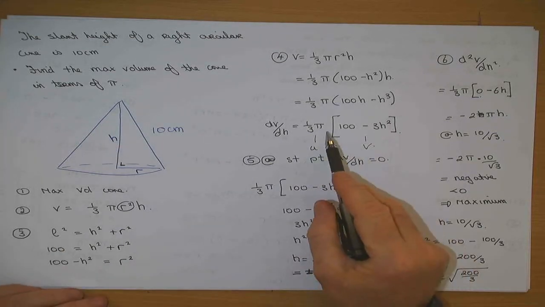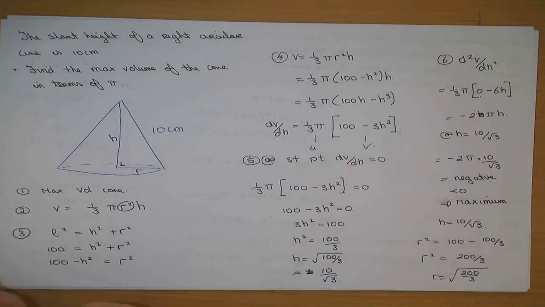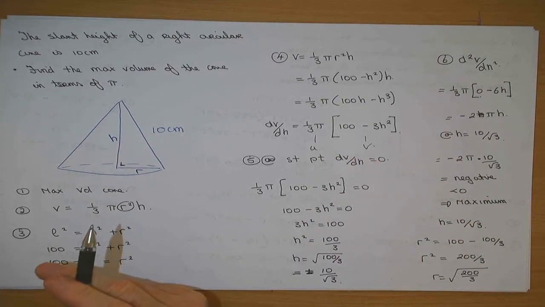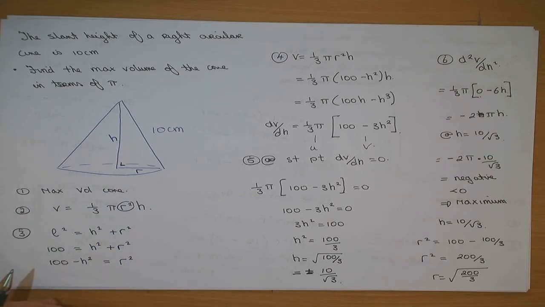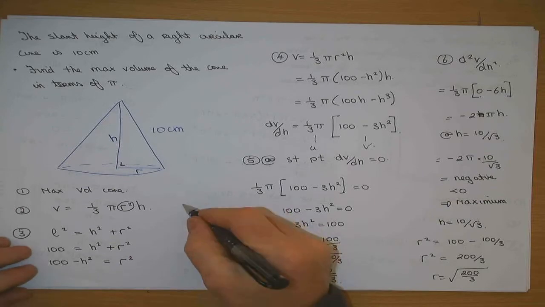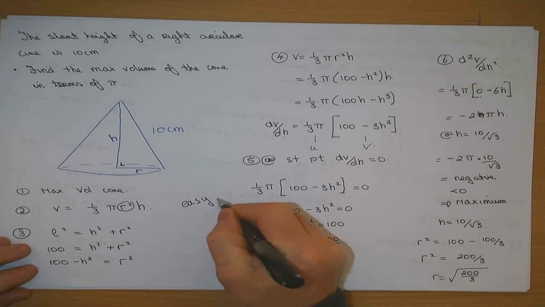If that was 1/3 pi h, I would have to have done that how? Product rule, because it would have been a function in h by a function in h. Have you any questions? Now that's easy. I'm now going to do the exact same question.